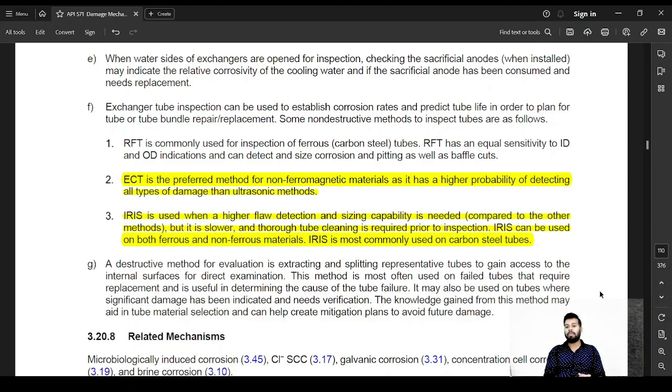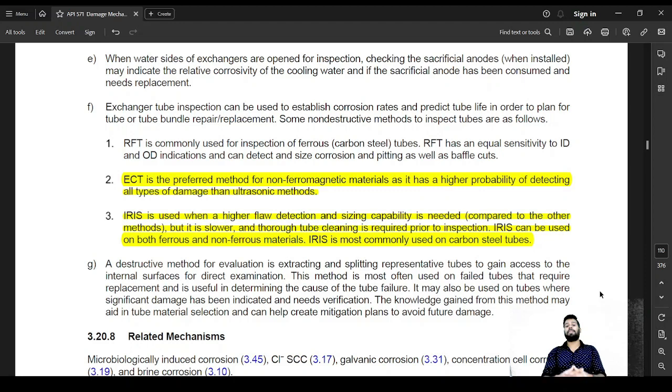RFT is commonly used for inspection of ferrous tubes. RFT has equal sensitivity to ID and OD indications and can detect and size corrosion and pitting as well as baffle cuts. Eddy current testing is the preferred method for non-ferromagnetic materials as it has a higher probability of detecting all types of damage than ultrasonic methods. Ultrasonic method has a limitation that it cannot check materials that are below 5 to 6 mm. So if it's a very thin material, then ultrasonic testing would not be a preferred testing method.